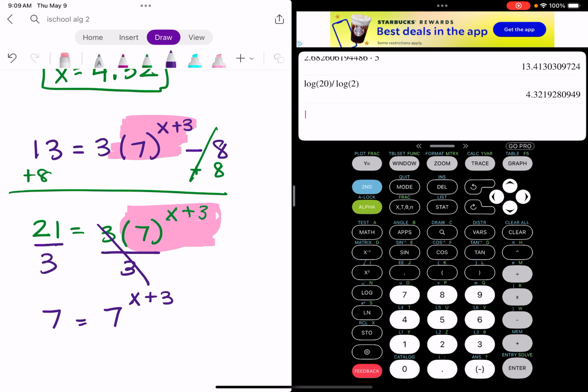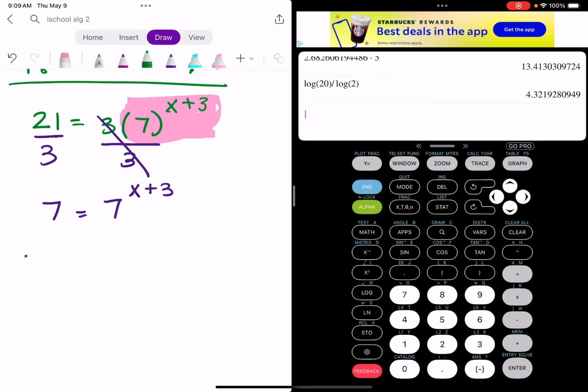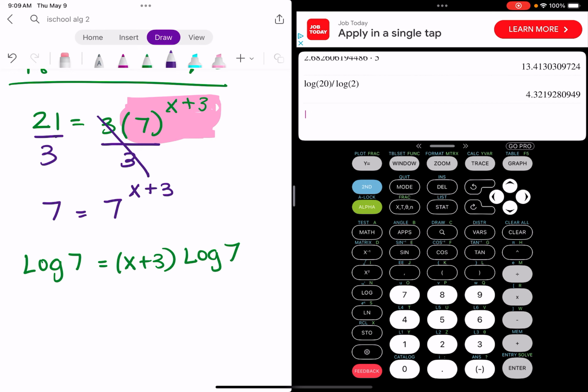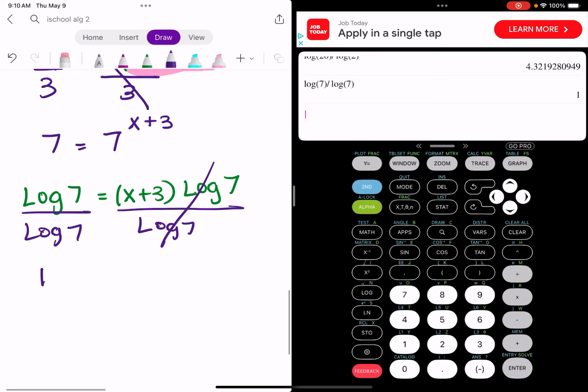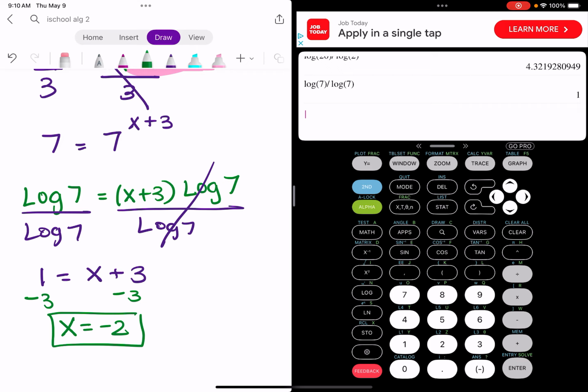Okay? So at this point, I'm going to take the log of both sides, right? And I'm going to move the exponent forward. I'm taking a shortcut now. So log 7. And then again, the goal is to get x by itself. So I'm going to divide by log 7 on both sides. Actually, if you put this in your calculator, some of y'all may already know this, it's just going to give you 1. So I have 1 equals x plus 3. I'm going to subtract 3 on both sides, so x equals negative 2. Okay? So this is how you solve equations using logs.